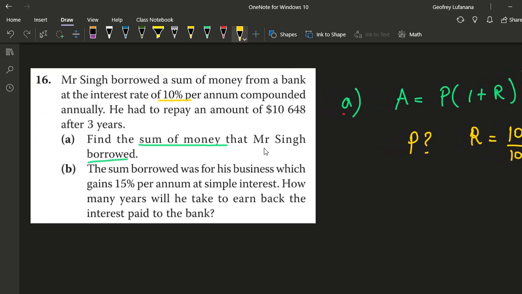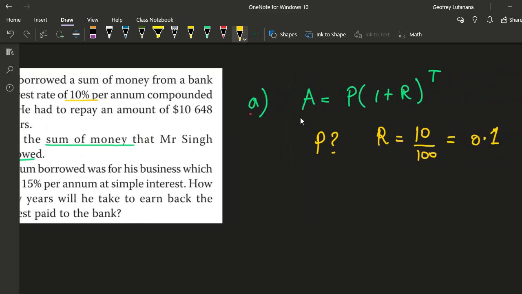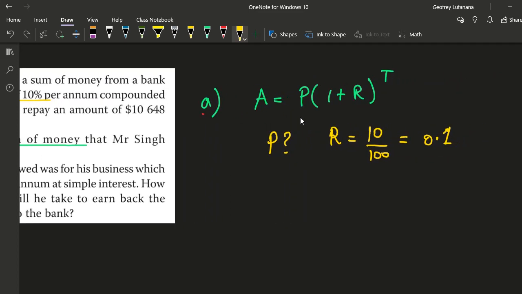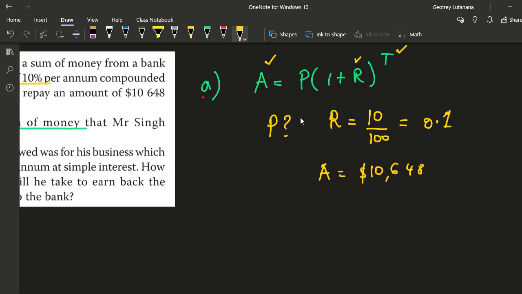He had to repay back an amount of $10,648. This means that our amount is $10,648, and we are required to find principal. So we have that, we have that, we have that. So all we need to do is substitute in our formula, rearrange it, and calculate the required value for the principal.